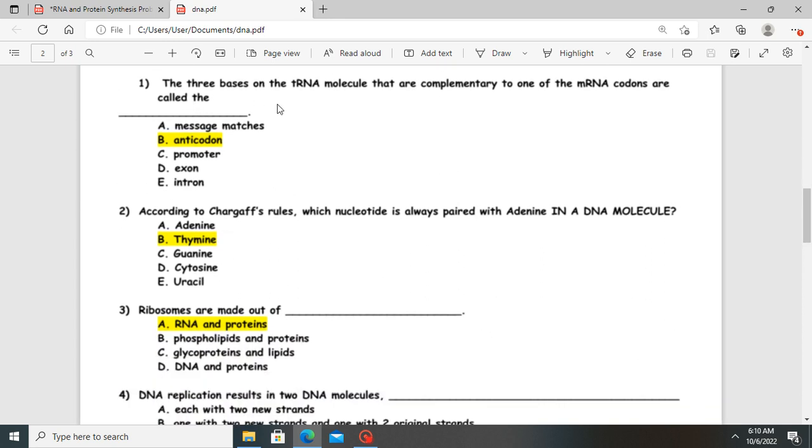The three bases on the transfer RNA molecule that are complementary to one of the messenger RNA codons are called anticodons. According to Chargaff's rule, in a DNA molecule, the number of adenine and thymine are the same, and the number of guanine and cytosine are the same, because the two pairs are complementary. Which nucleotide is always paired with adenine? So adenine pairs with thymine.